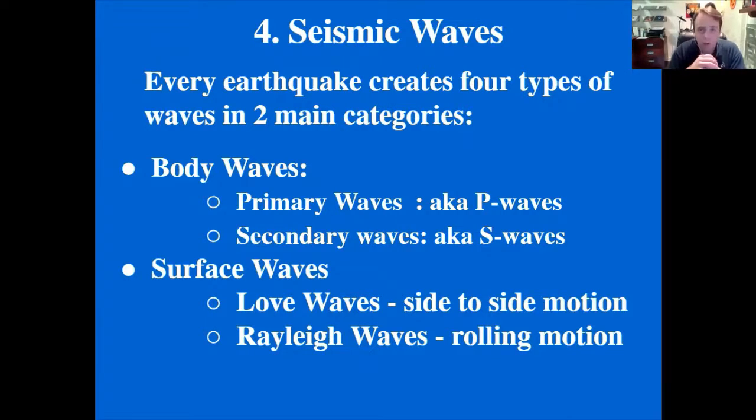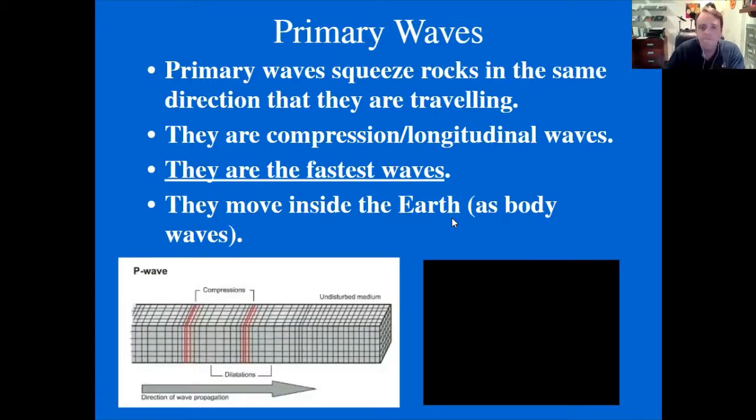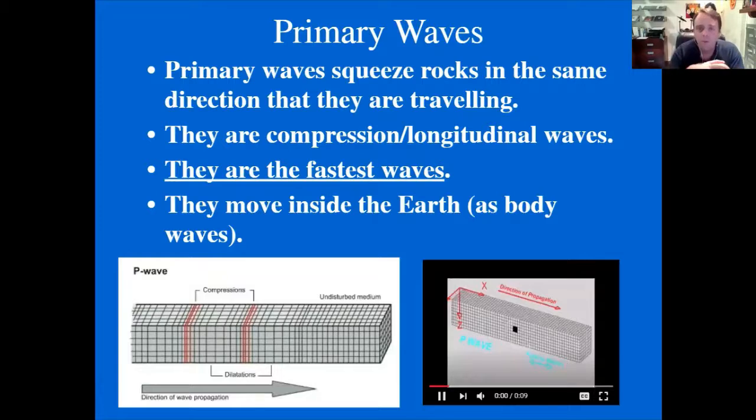They're called Love waves and Rayleigh waves, named after the seismologists who studied them. So Love waves is a side-to-side motion, whereas Rayleigh waves are a rolling motion, much more like an ocean wave. So we're going to look at each type. Let's start with the body waves, primary waves.